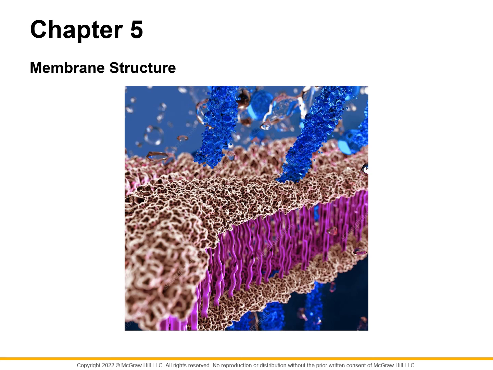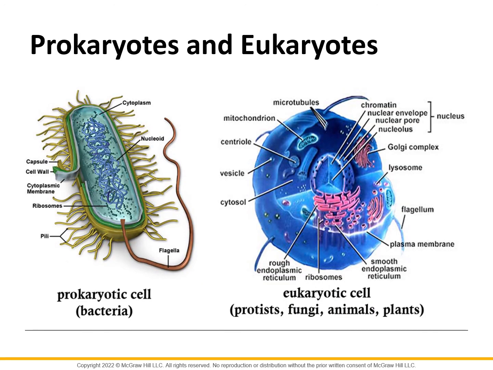This is the lecture for Chapter 5 on membrane structure. One of the important parts of the cell theory, which I discussed in a previous lecture, is that all living things have cellular structure. And that includes, on Earth, the two types of cells, the prokaryotic cells and the eukaryotic cells. And these are diagrams of the two types of cells.